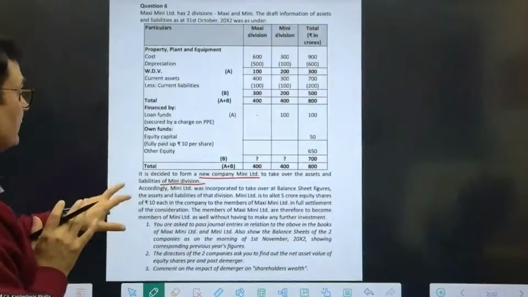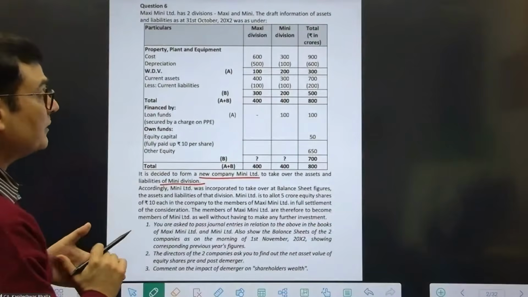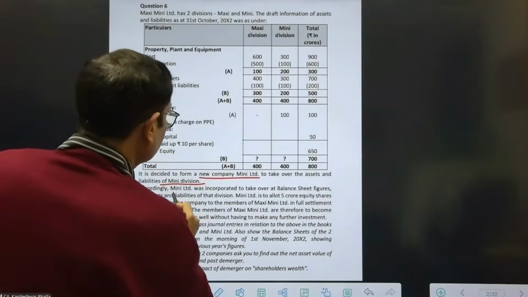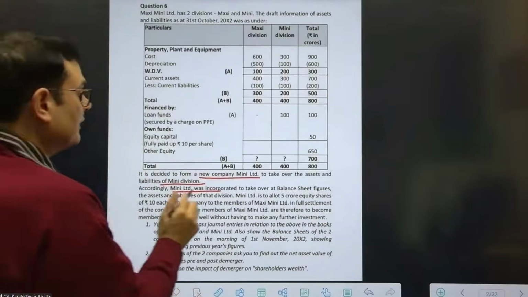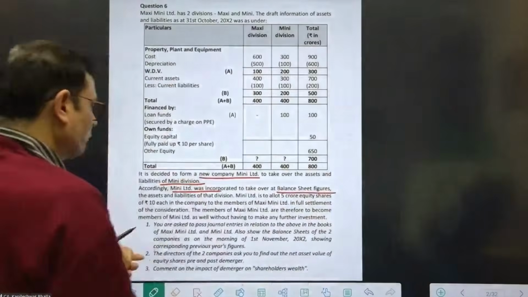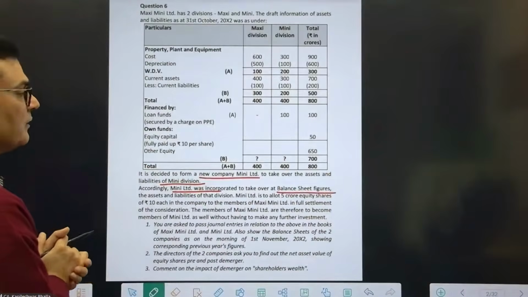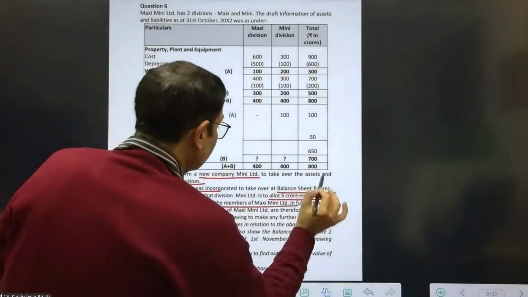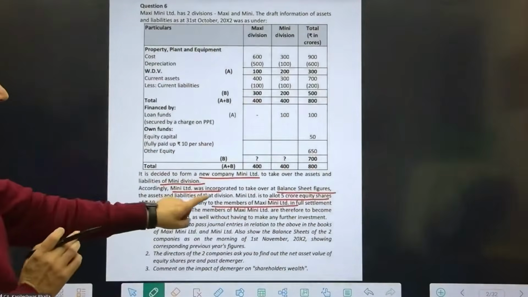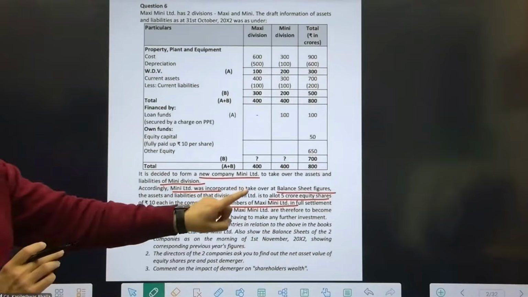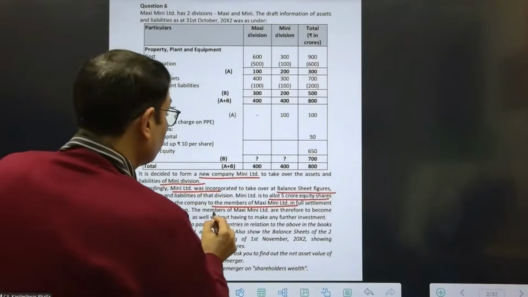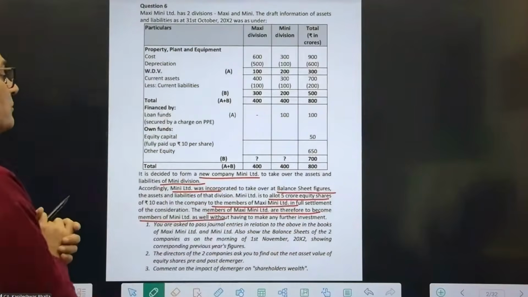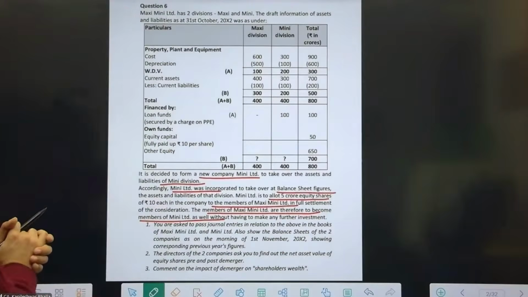Okay, so coming back to the input, it says it is decided to form a new company, Mini, to take over the assets and liabilities of Mini division. Accordingly, Mini Limited is incorporated to take over at the balance sheet figures, book value, assets and liabilities of that division. Mini will allot 5 crore equity shares to the members of Maximini. So we're very clear. He tells you that the shares are given to the members of Maximini. And then it says members of Maximini are therefore to become the members of Mini as well without making any further investments.